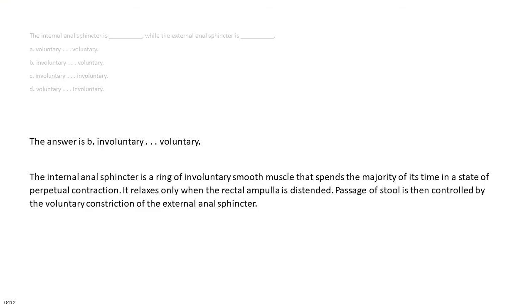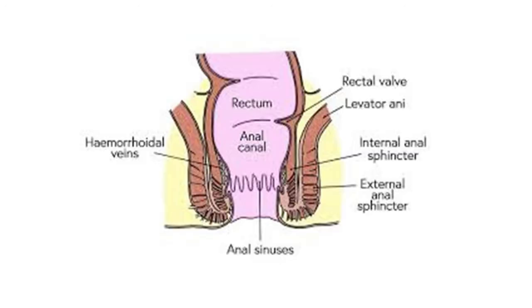The answer is B. Involuntary, voluntary. The internal anal sphincter is a ring of involuntary smooth muscle that spends the majority of its time in a state of perpetual contraction. It relaxes only when the rectal ampulla is distended. Passage of stool is then controlled by the voluntary constriction of the external anal sphincter.